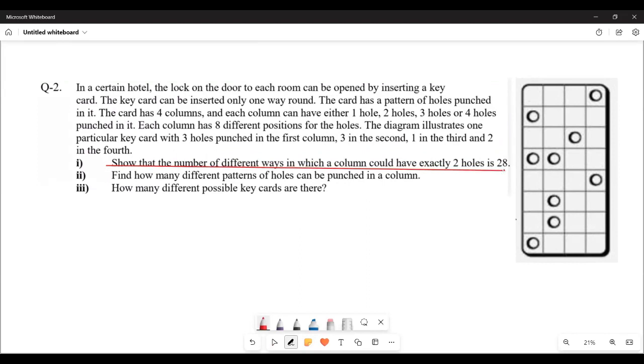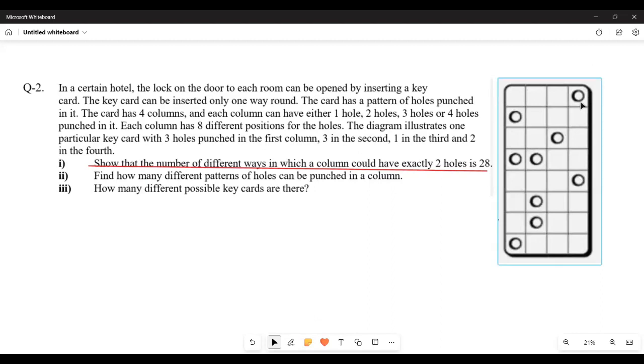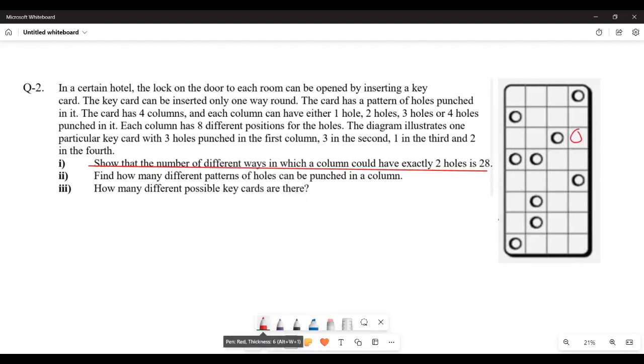Okay, so they're saying to show that there are 28 ways of having only two punches in a column. Like this is one way of having two punches. Let me show you another one. What if this was punched and this was punched? That's also another way of having just two boxes punched. Here's another case: this is punched and let's say this is punched. So that's another way of having two of the boxes punched. So they're saying to show that there are 28 such possibilities in which just two of these eight boxes are punched.